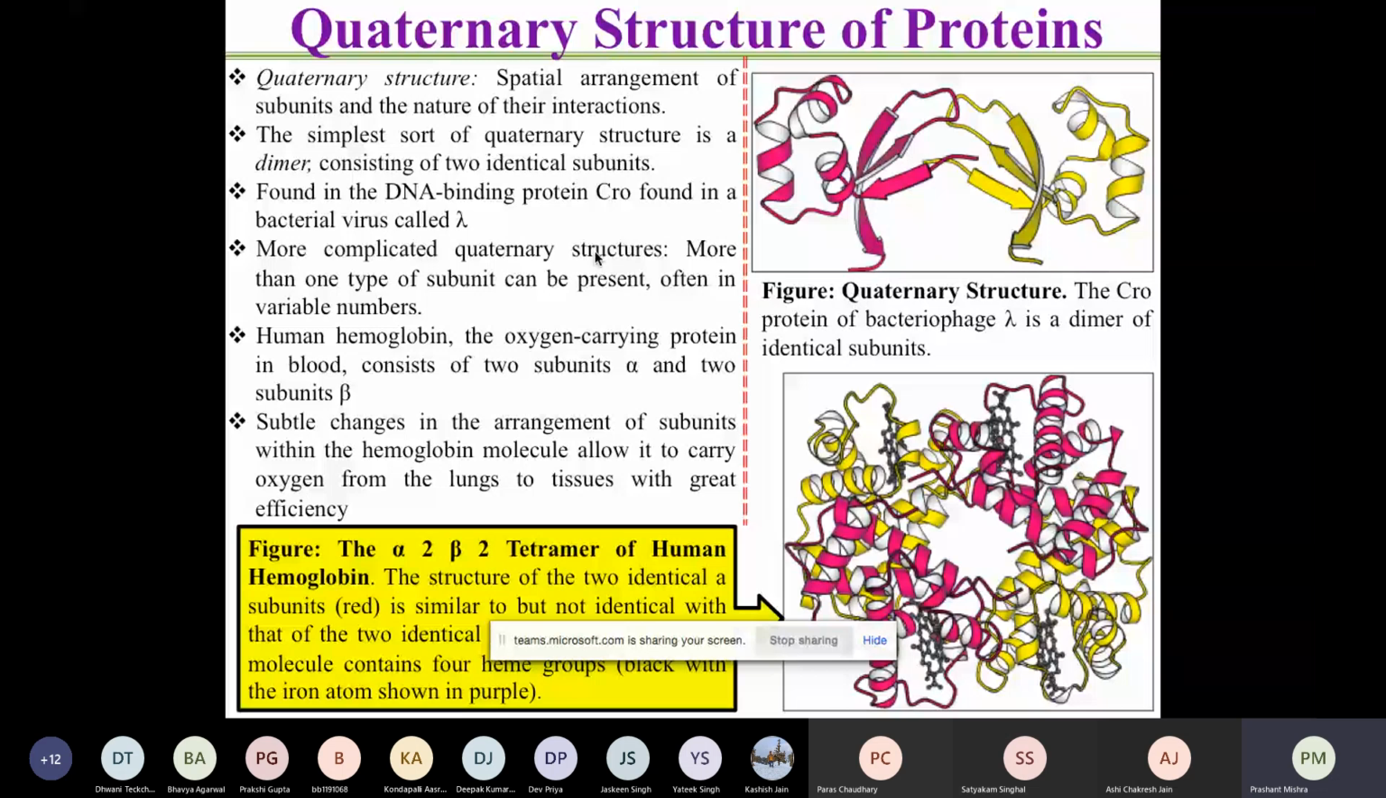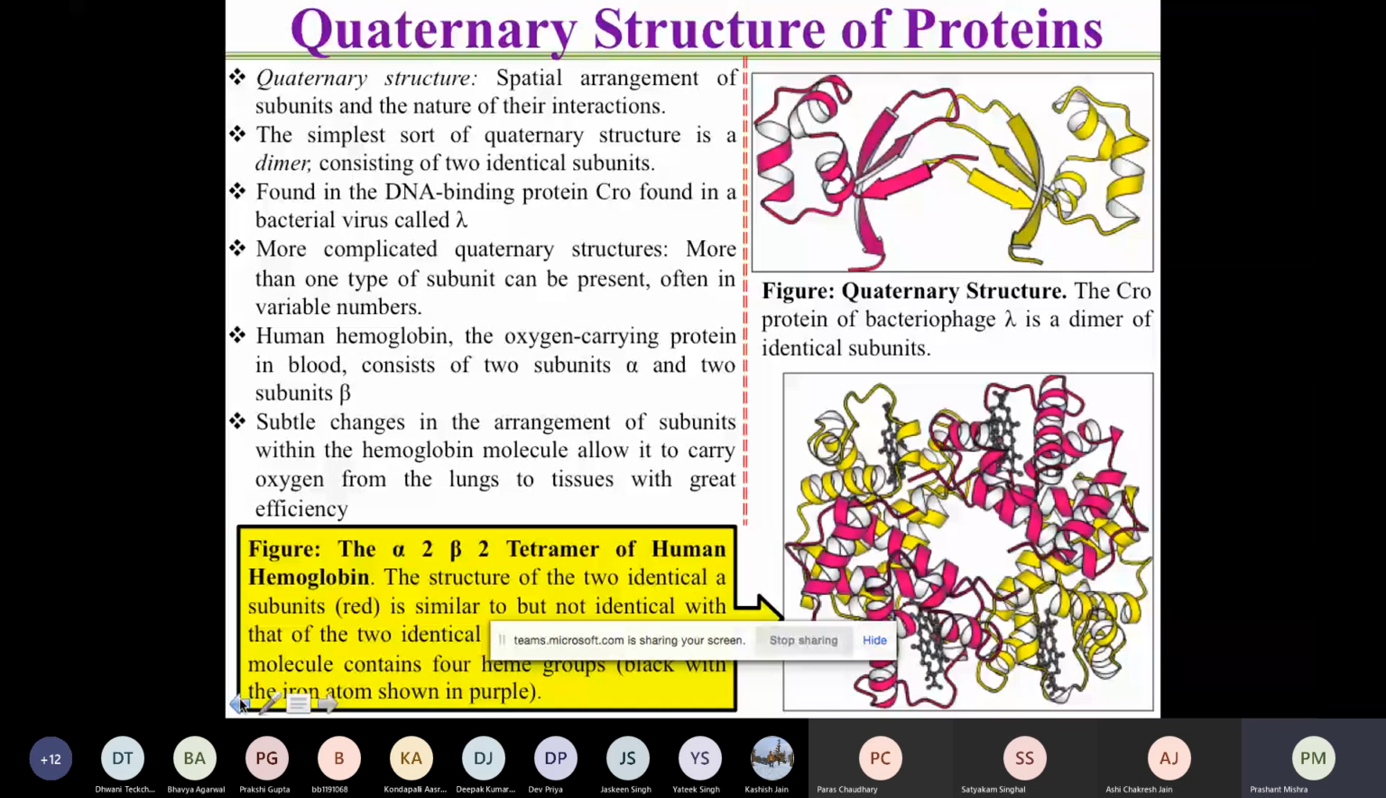Now, a small change in the arrangement of subunits within the hemoglobin molecule will allow it to carry oxygen from the lungs to the tissue with great efficiency. This is a very interesting thing. How these subunits arrange within themselves gives you a possibility of how they are going to work. And that's why probably the quaternary structure has evolved.